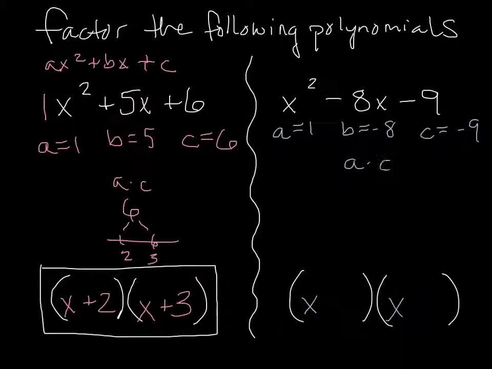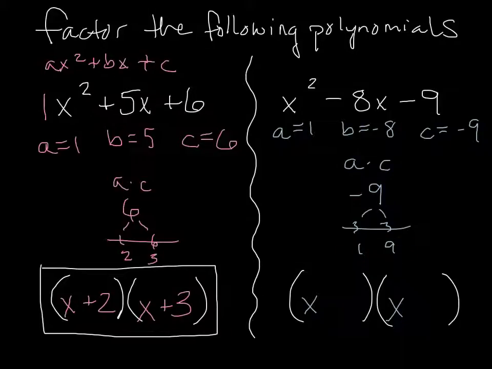A times c is negative 9, but it has to add to get our middle term, negative 8. So I know 9, that's pretty easy right off the bat, is 3 times 3. But that doesn't add or subtract to get 8, so that's not possible. There's also 1 and 9, so here's the kind of tricky part. It doesn't always add to get negative 8.